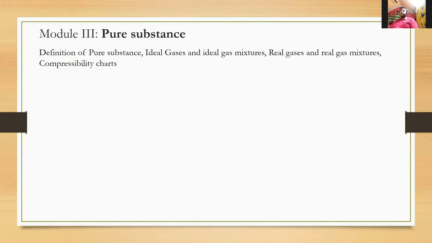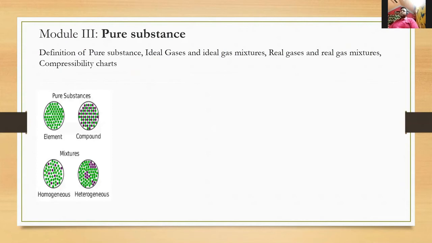The next thing in the next chapter is the pure substance, module 3. In this pure substance chapter, why is it so useful? Because whatever laws of thermodynamics that we are going through or will be going through in different chapters, whatever equations we will be deriving, and everything that will be coming up, are actually applicable for pure substances. So it's very important to know what a pure substance is. The definition of pure substance is important. The ideal gas and gas mixtures will also be coming up. The real gases and real gas mixtures, the compressibility charts, all these things need to be discussed.